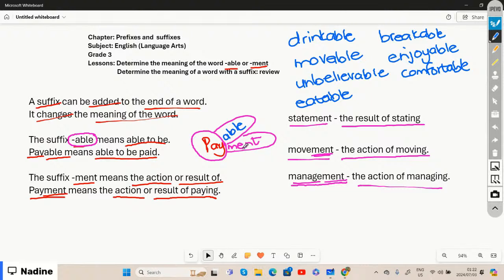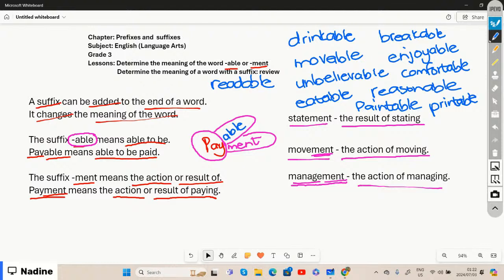Yes, we have reasonable, meaning that it is quite reasonable. We can seek reason. It's like, this is why that price is quite reasonable. I'm able to pay that because it's reasonable. Readable. Yes, I can read it or I'm able to read it. Paintable, that is correct. Or we can even say printable.